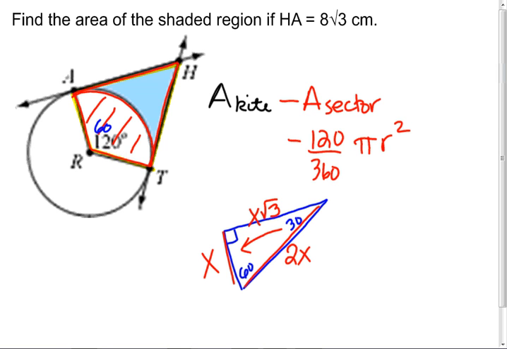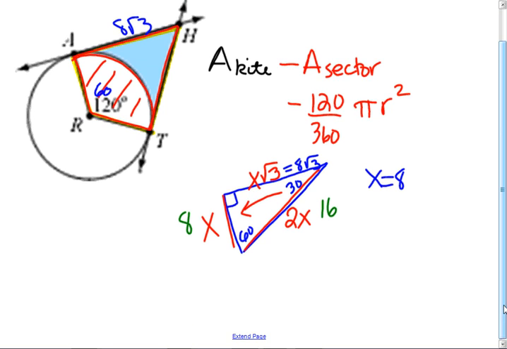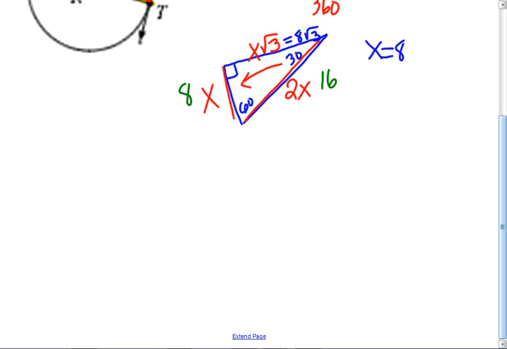Okay, now I'm going to put in what that is. This is 8 square root of 3. So this is 8 square root of 3. What's x equal to? So x equals 8. Okay, so now let's get the plan here. And I could put all my pieces in. This is 8, and this is 16. So I do have one diagonal. I don't have the other one. That's okay. I didn't want to go there. It's too hard. So how do we find the area of the kite?